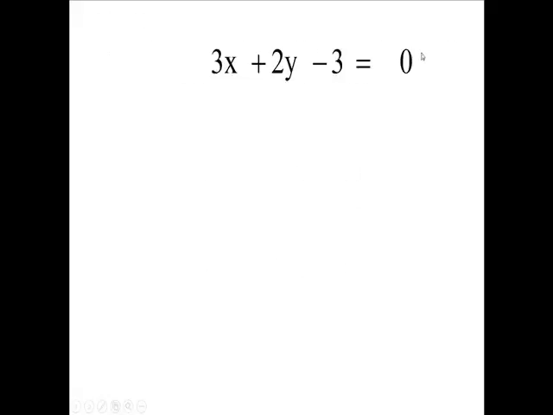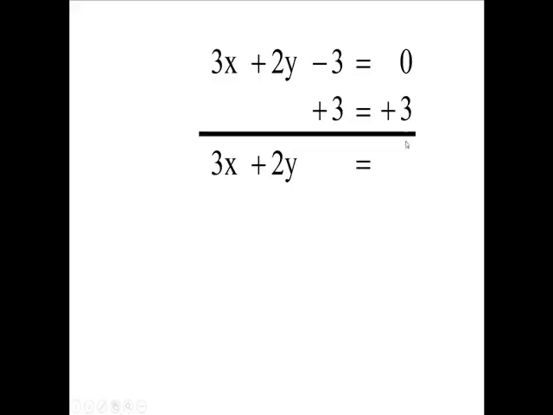Let's take the first equation right here and get rid of this negative 3. Move it over here as a plus 3. In other words, we're going to add 3 to both sides. So I end up with the 3x, the 2y, the equals, and you have 3. So that's my first equation.